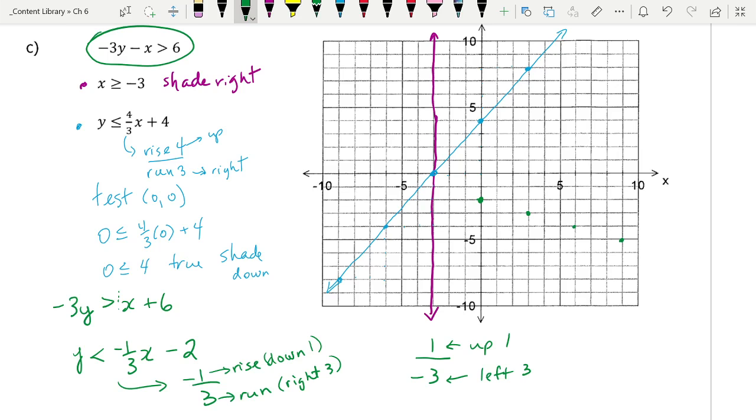So this, by the way, is the way I want to think about it now because I'm kind of out of room going that way. So starting from this point, go up 1 and left 3, up 1 and left 3, up 1 and left 3, and there we go. Now what kind of a line is this one? Dashed line, right? Because there's no equals on it. So make sure you make a dashed line.